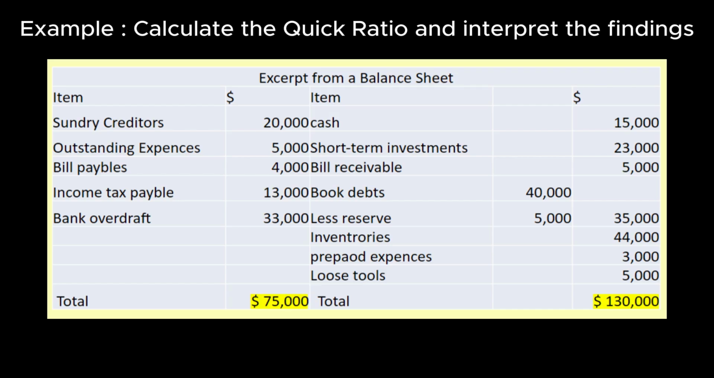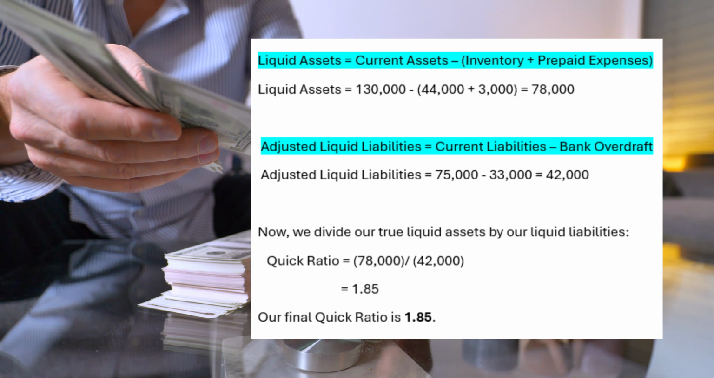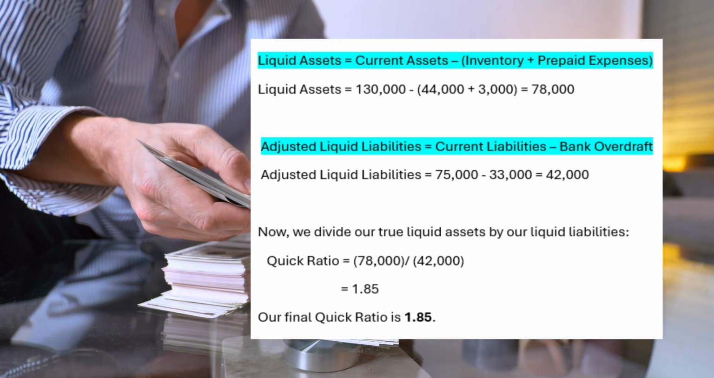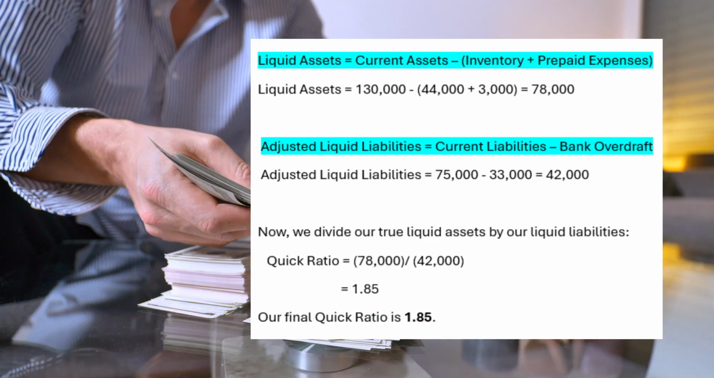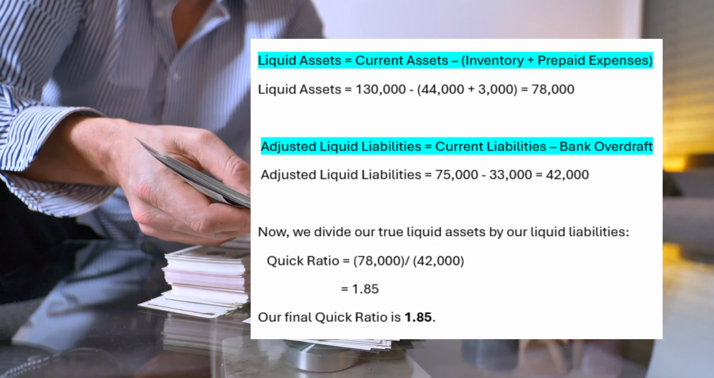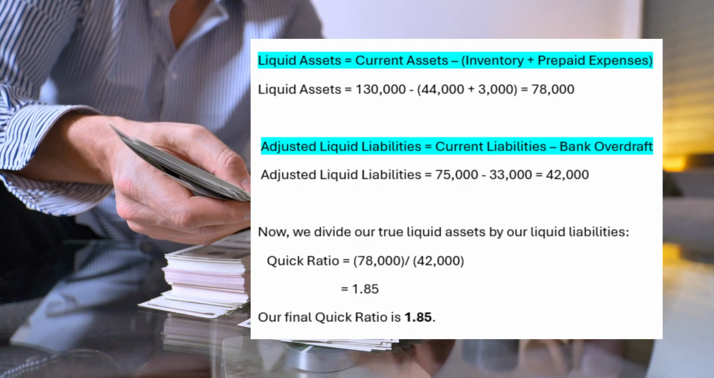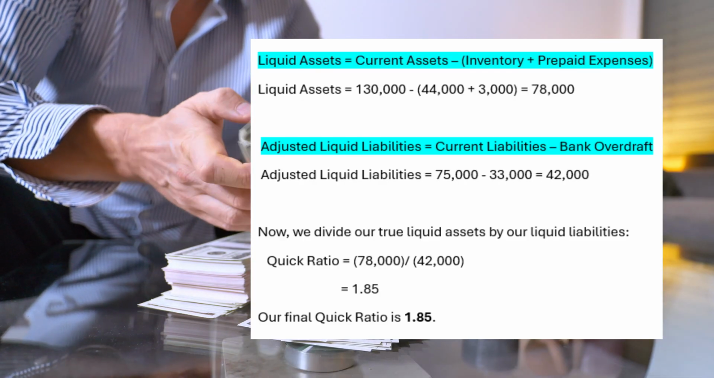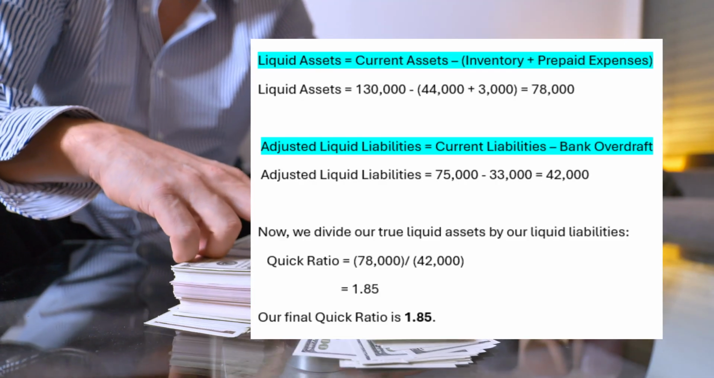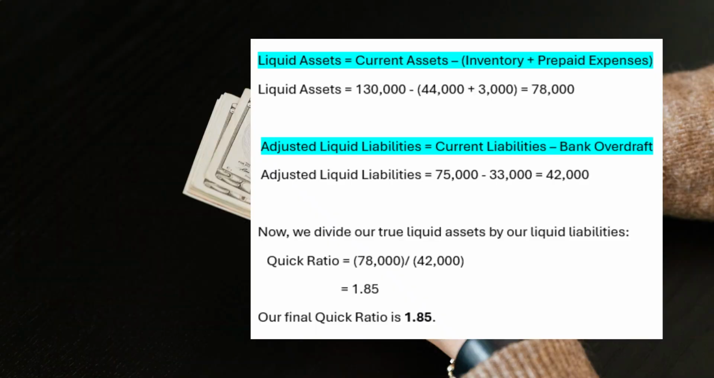Now let's plug these numbers into our advanced formula. First, our true liquid assets, $130,000 minus $44,000 minus $3,000 equals $78,000. Second, our adjusted liquid liabilities, $75,000 minus $33,000 equals $42,000. Now we divide our true liquid assets by our liquid liabilities. $78,000 over $42,000 equals 1.85. Our final quick ratio is 1.85.